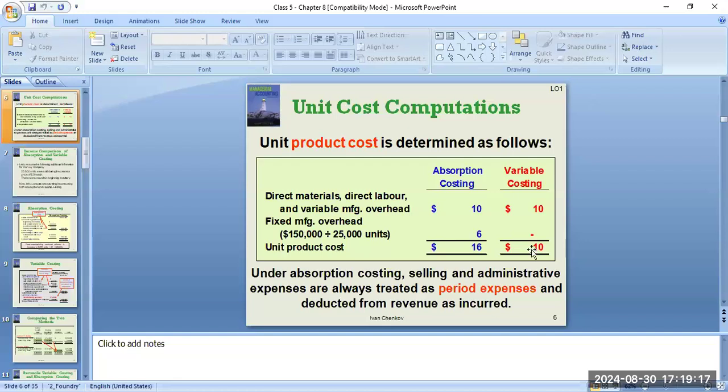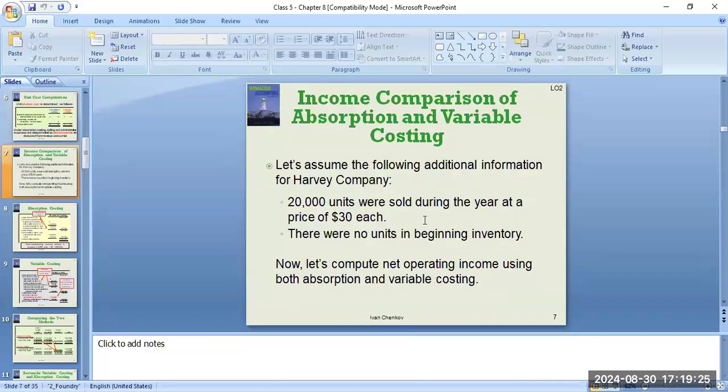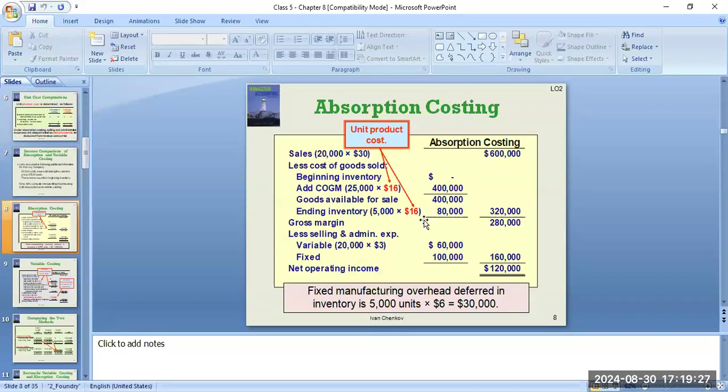What else are we going to have a difference in? We're going to have a difference in the cost of goods sold. So let's see. If we have to prepare the financial statements for absorption and variable costing and compare those two, how are they going to look? Absorption: we're selling 20,000 units at $30 per unit, 600,000. No beginning inventory, we produce 25,000 but we sell only 20,000, so we have ending inventory of 5,000.